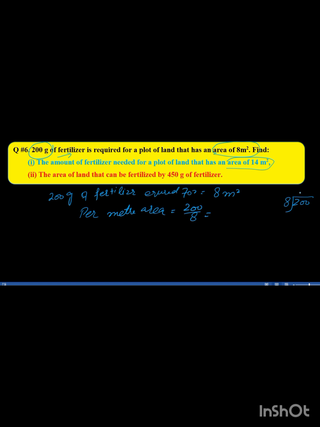Division is never easy, you can say. Okay, 8 2s are 16, 40, which is quite easy. 8 5s are 40, means we need 25 grams of fertilizer for 1 square meter area, and we have to find the amount for 14 meter square. So you can write here for 14 meter square we require fertilizer. What we have to do now, simply you have to multiply 14 with 25.